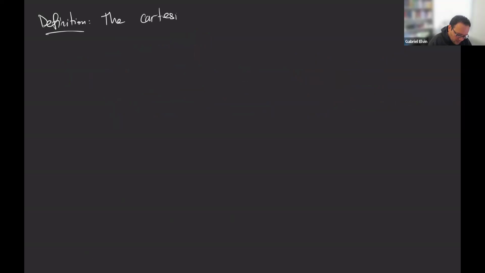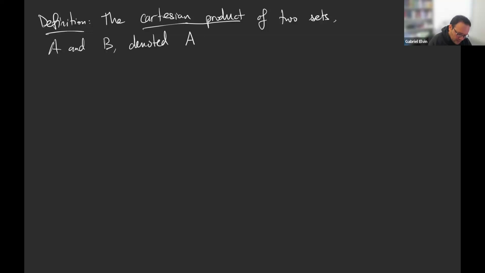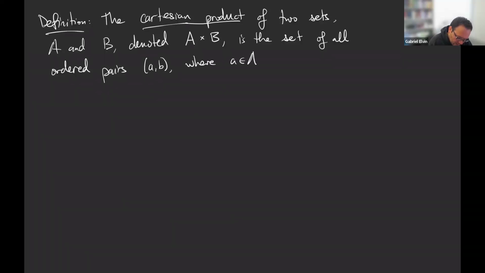The Cartesian product of two sets, A and B, which is denoted A × B. It looks like multiplication, it's the same symbol, but you don't really say A times B, you usually say A cross B. And it's the set of all ordered pairs (a, b), where a is an element of A and b is an element of B.